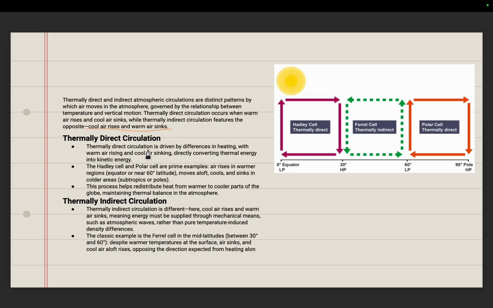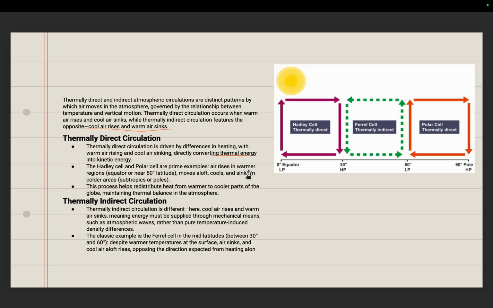So thermally direct circulation is mainly driven by the difference in heating. In the Hadley cell you can see the warm air rises and the cool air sinks, while in thermally indirect circulation the cool air rises and the warm air sinks. Thermally direct circulation is driven by the difference in heating, with the warm air rising and the cool air sinking, directly converting the thermal energy into kinetic energy. For the Hadley cell and the polar cell, this thermally direct circulation happens.